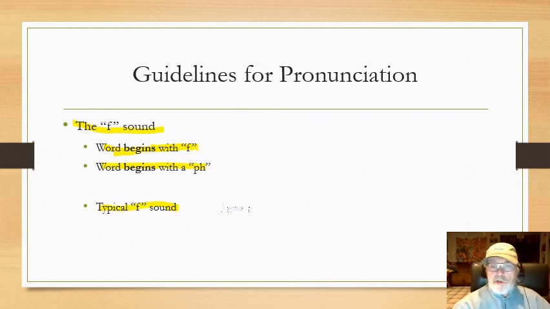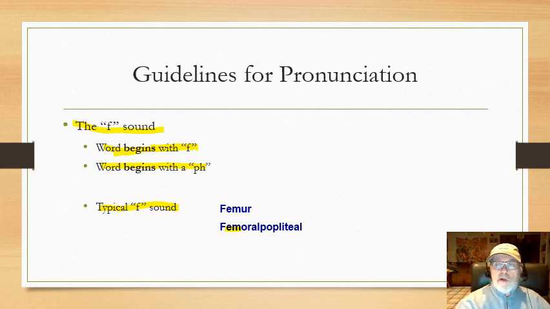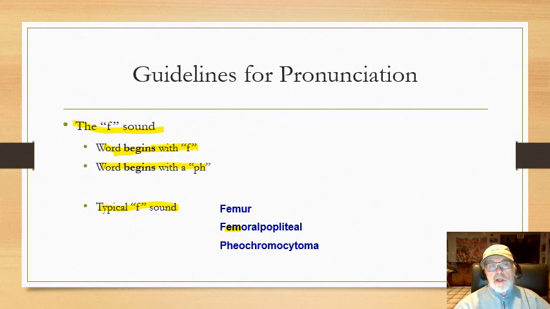Some examples of that would be femur. Femur, typical, begins with an F, starts with an F sound. Femur, piece of cake, easy. Femoral popliteal, again, we go back to our femur here. Now this word right here is a long word, and it's really sort of a complex word. It's called a pheochromocytoma. Again, we have a PH.